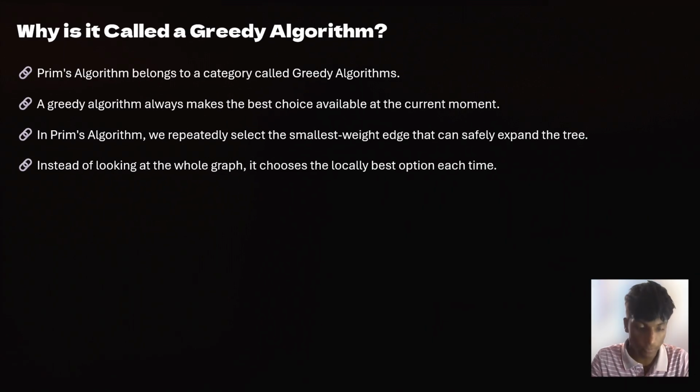Now I'm going to explain why Prim's algorithm is called a greedy algorithm. Prim's algorithm belongs to a category called greedy algorithms. A greedy algorithm is an algorithm that always makes the best choice available at the current moment. In Prim's algorithm, we repeatedly select the smallest weight edge that can safely expand the tree. This means at every step we choose the cheapest possible connection. So, in summary, Prim's algorithm is called a greedy algorithm because it always selects the minimum weight edge at each step to build an optimal solution.